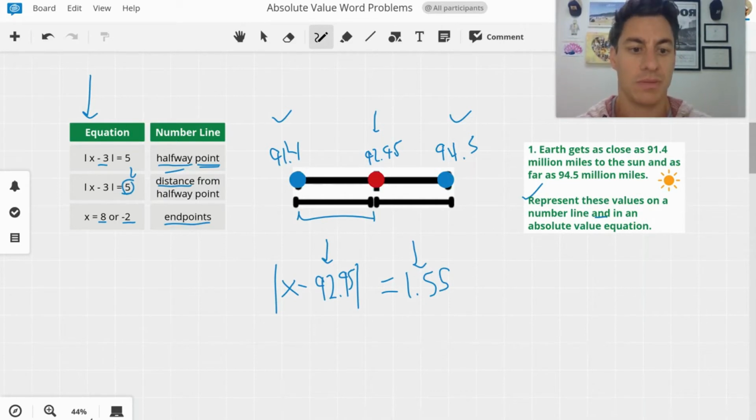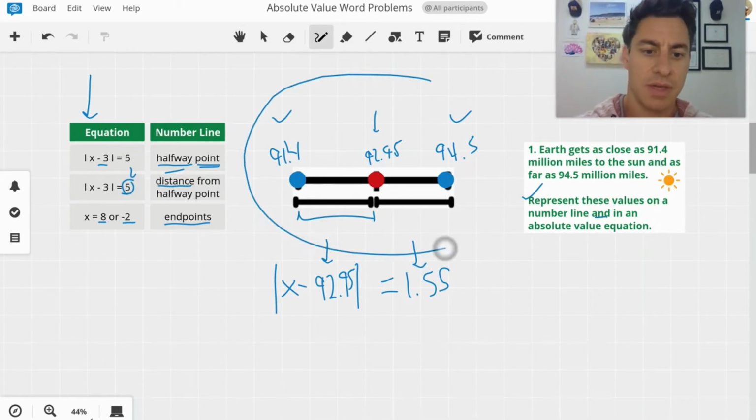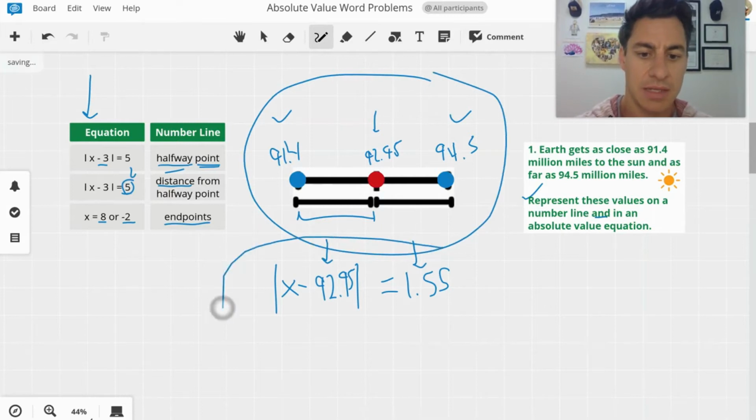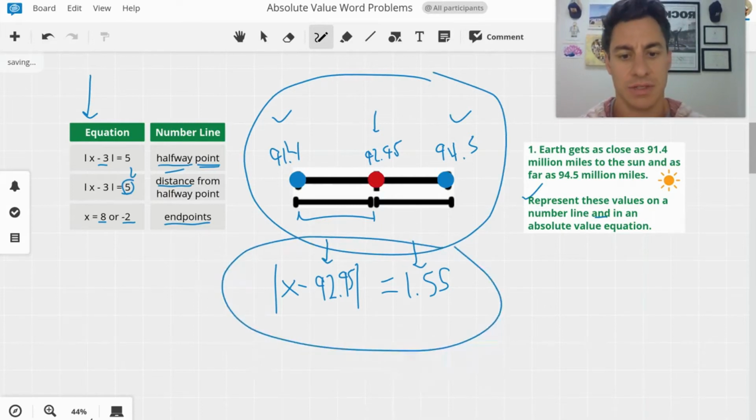Boom, and guess what? We're done. We represented these values on a number line and in an absolute value equation.